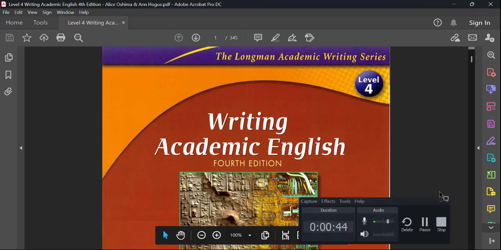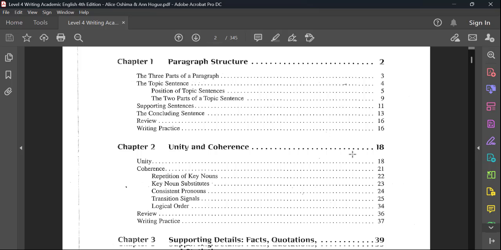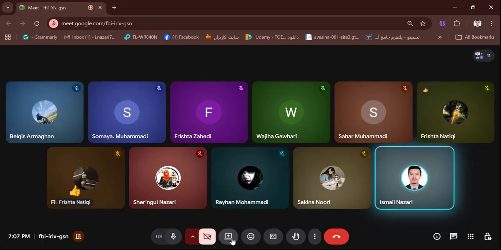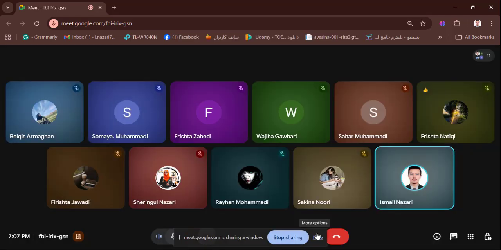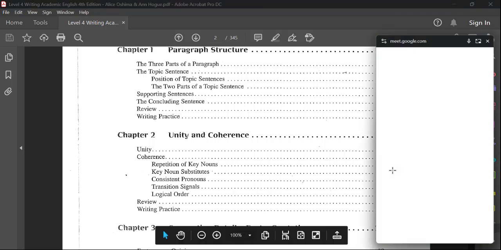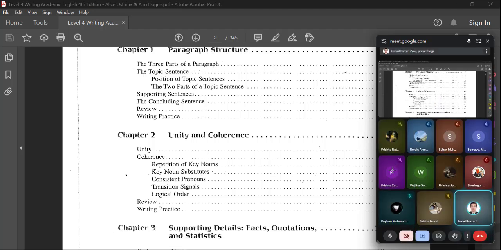So, we're going to go over the next session, the next part of the lesson, which is coherence. We have already discussed what was unity, and tonight we'll talk about what is coherence, and how to bring coherence in a text. Because coherence is one of the important issues in the writing section, so we will discuss that one tonight.